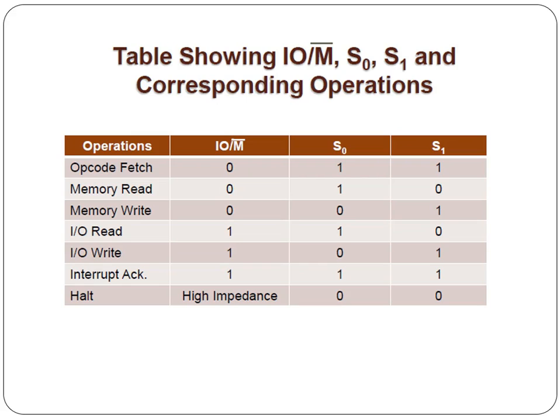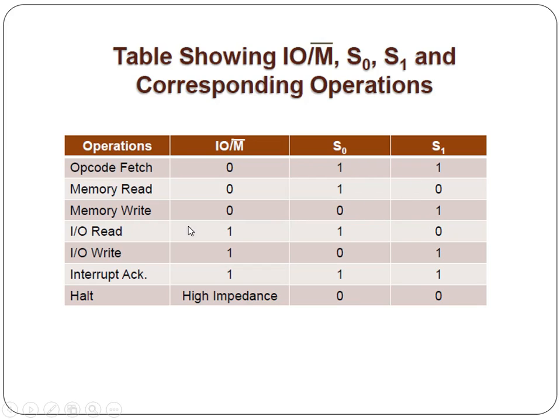We can see all of the status signals together in this table. If IO/M bar is 0, all the operations are performed on memory. In the opcode fetch phase, obviously the opcode is present in memory, so IO/M bar equals 0 and S0 S1 equals 1. If we read data from memory, IO/M bar is 0, S0 is 1 and S1 is 0. If we write data to memory, IO/M bar equals 0, S0 equals 0 and S1 equals 1.